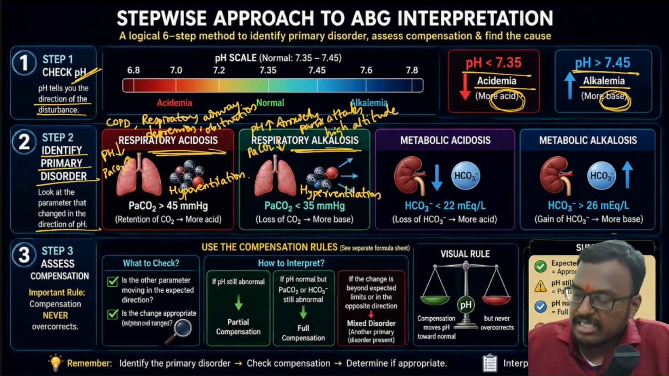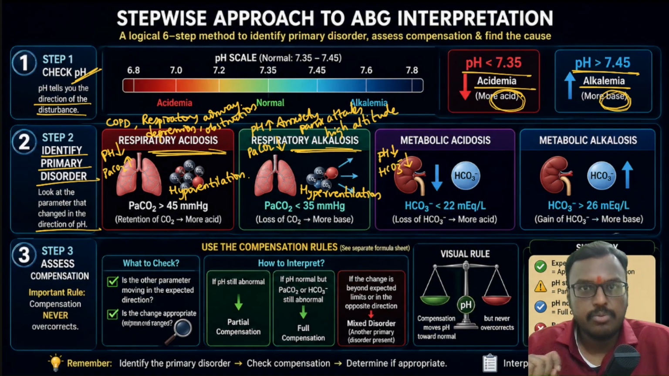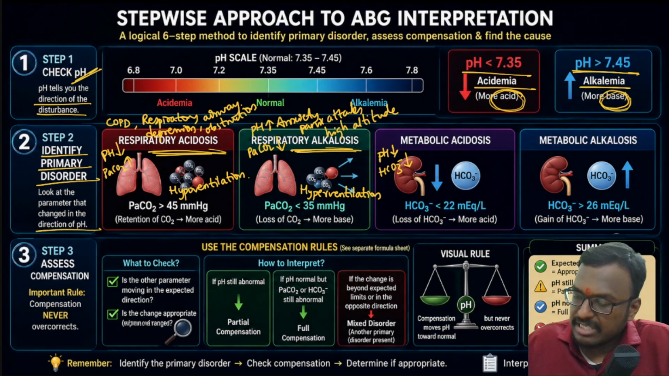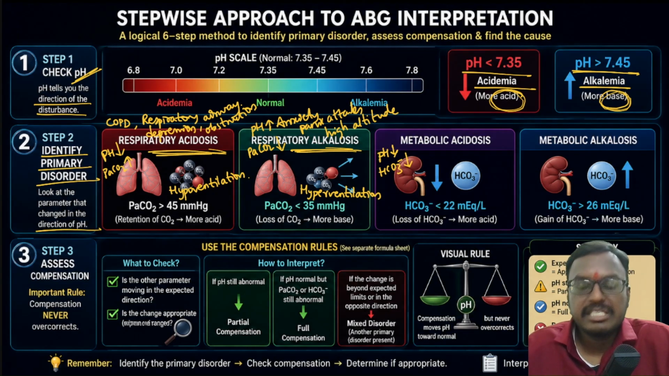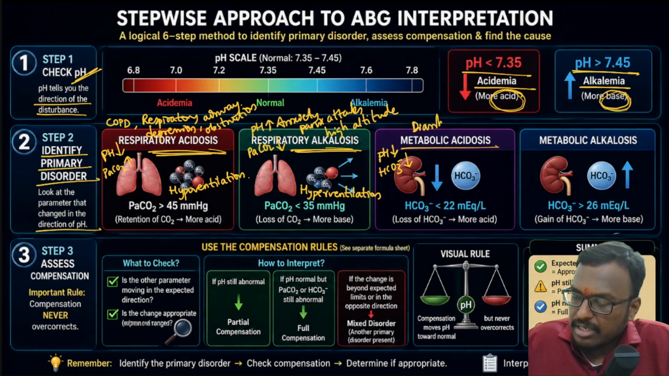Now the next condition where the pH is low and the bicarbonate is also low. That means bicarbonate deficiency is the problem. This is called metabolic acidosis. The common examples include diarrhea, diabetic ketoacidosis, and renal failure.